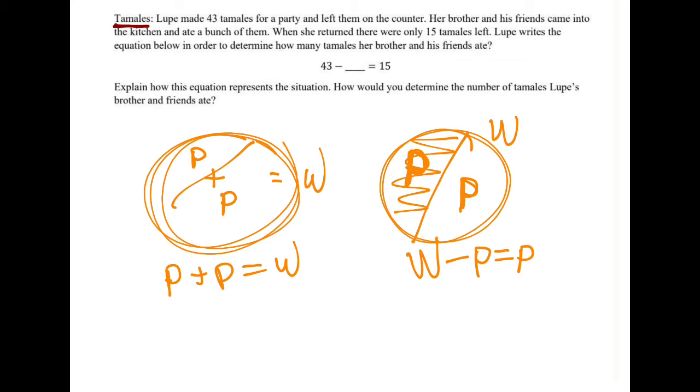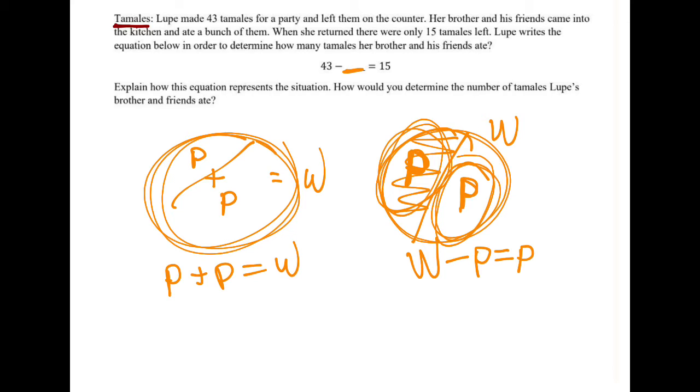So the 43 represents all of them, the whole bunch of tamales. And then the blank represents how many her brother ate. And the 15 represents how many were left.